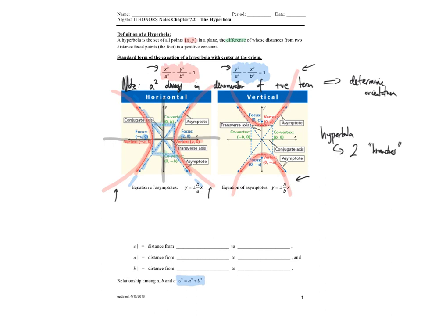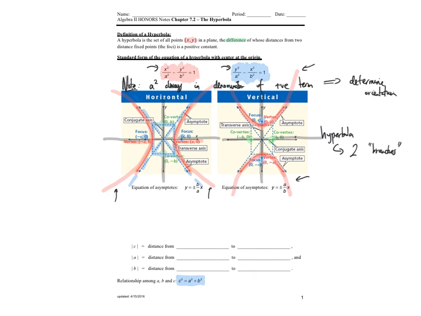Let's finish marking up our vertical hyperbola. So we have the transverse axis, which remember runs across the branches of the hyperbola, intersects the vertices and the foci. And we also have the conjugate axis, which misses the graph entirely, but runs over the two co-vertices.